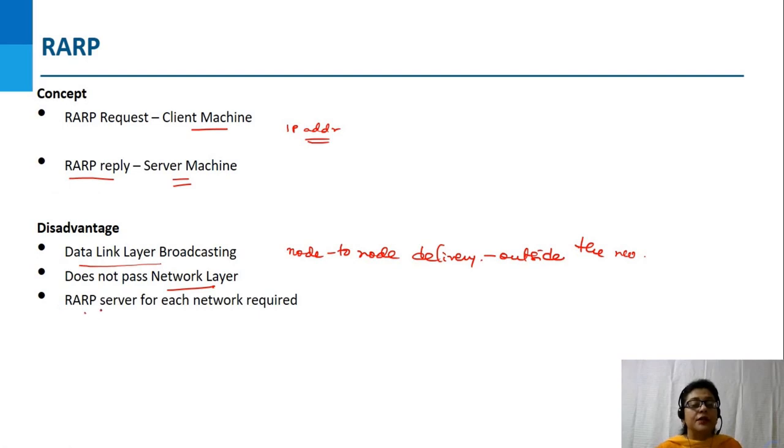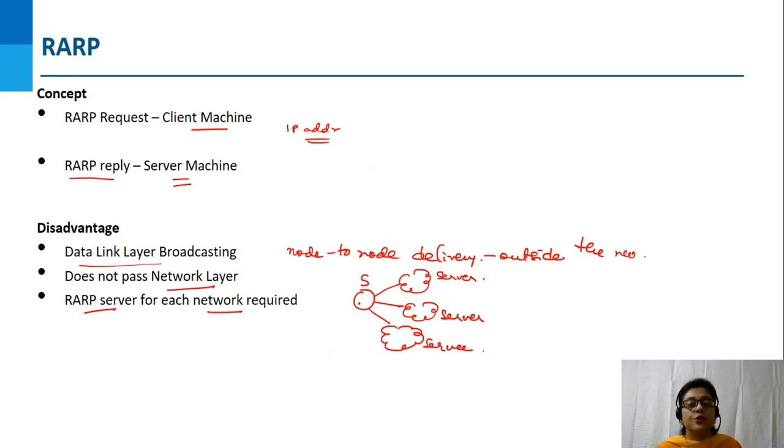Hence, we need an RARP server for each of the networks required. Like if this is a source, this source may be connected to different networks. So there should be an RARP server for each of them. Let's say this is the source and this is the server machine. So we need an RARP server for each of the networks to which the source is connected. So these are the disadvantages of data link layer broadcasting or RARP.